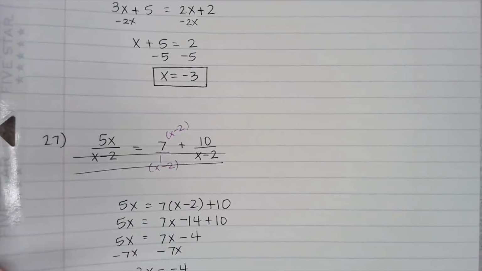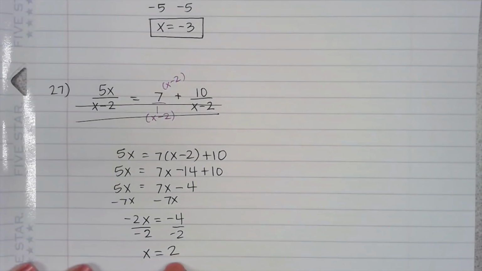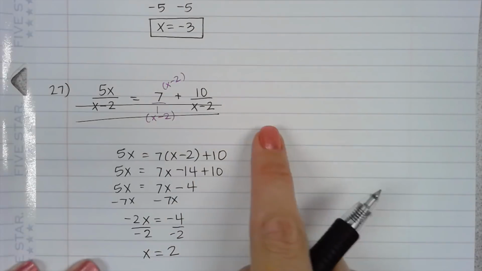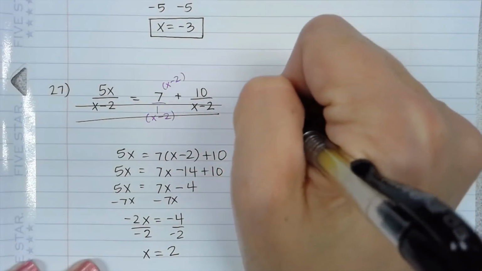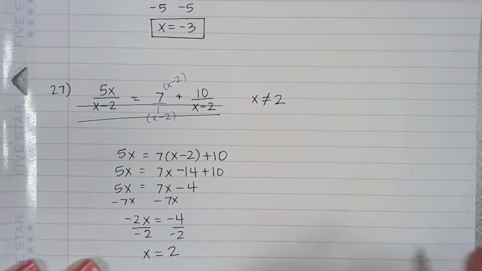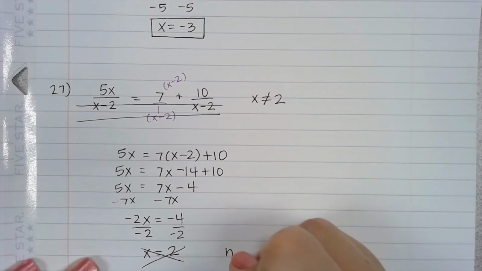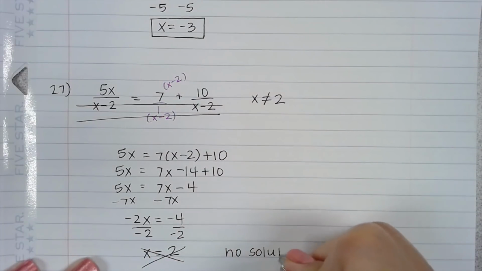So I do the work on this problem, I get x equals 2, but I want to be careful because this is a fake answer. This is an extraneous solution. If you look back up at the beginning, x isn't allowed to equal 2 because 2 would make a 0 in the bottom. So you cross this off and you say that this question has no solution.